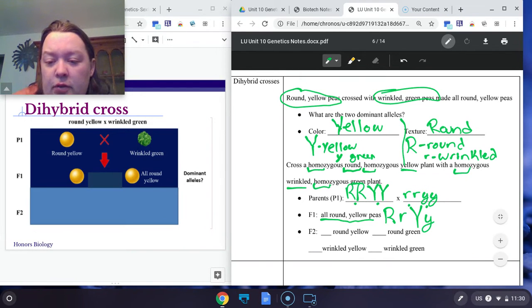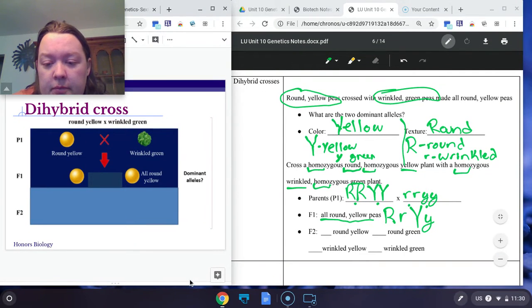So I can figure that one out without doing any work at all because I know that each parent gives one letter, one of each letter. Parent 1 can only give a big R, and parent 2 can only give a little r. Therefore, I know that the baby's going to be big R, little r. I also know that each parent is going to give a Y, and because they're homozygous, we know exactly what type of letter they're going to give.